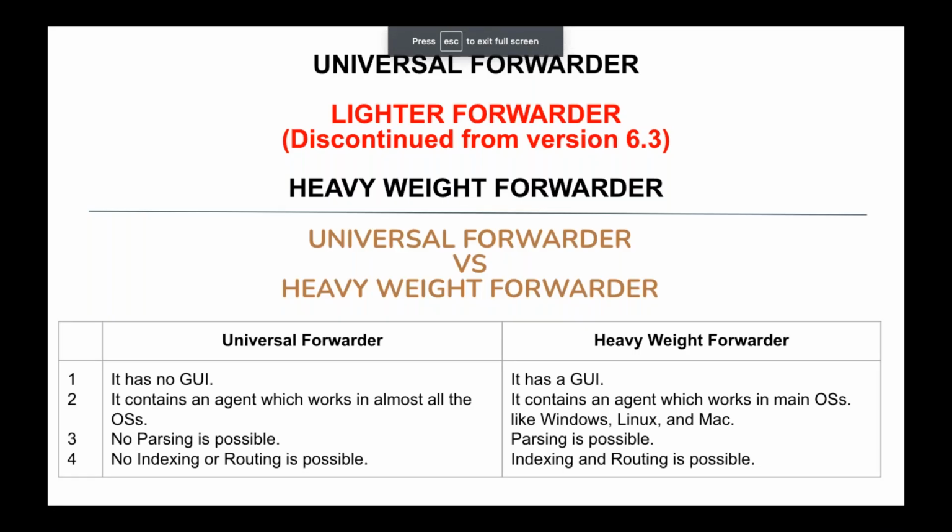Because the software itself is different, the installation files are different and everything is different. So if there is no GUI, you have to use it from the backend. The second thing is that it contains an agent, which we have already discussed, which works in almost all operating systems, every kind of operating system. Whereas the heavyweight forwarder works only in Windows, Linux, and Mac.